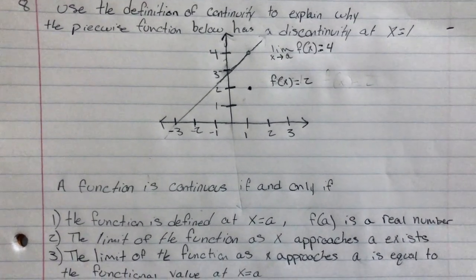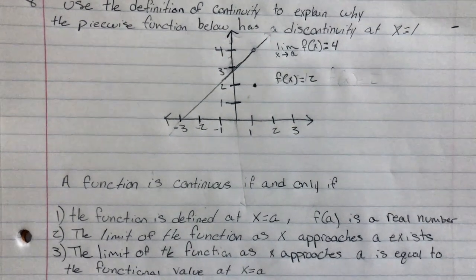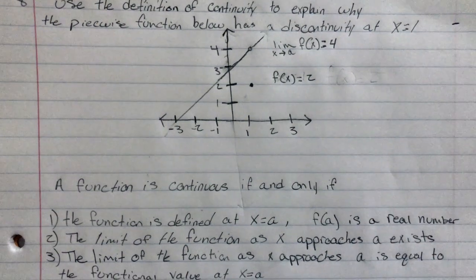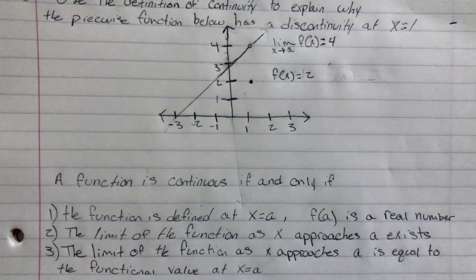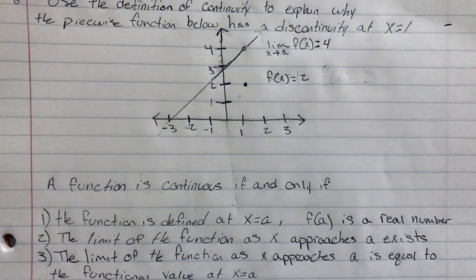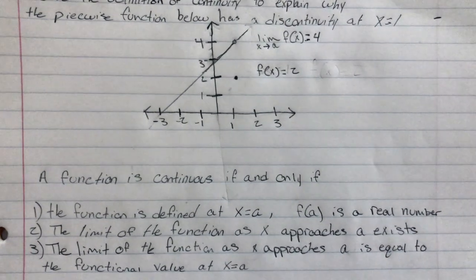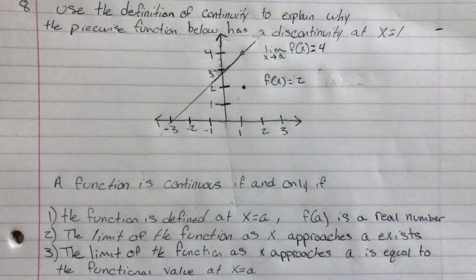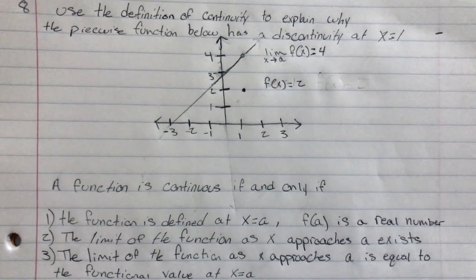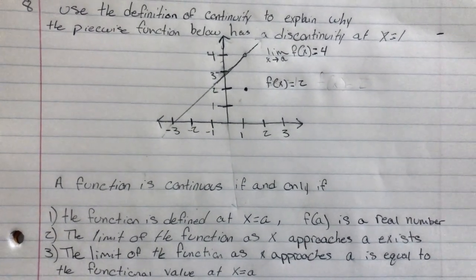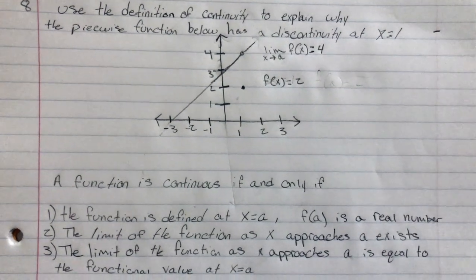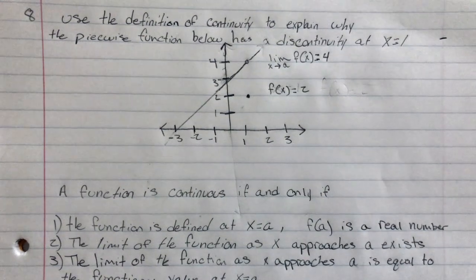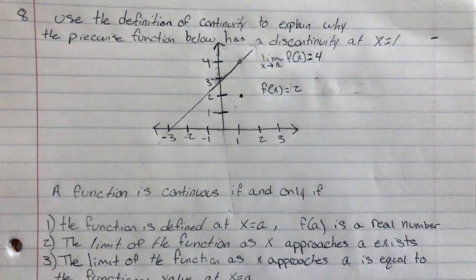The definition of continuity is: a function is continuous if and only if the function is defined at x equals a, meaning f of a is a real number. The second condition is that the limit of the function as x approaches a exists. And the third condition is that the limit of the function as x approaches a is equal to the functional value at x equals a. All three of these conditions must be met in order for a function to be considered continuous. If one or more of the conditions is not met, then the function is not considered continuous.